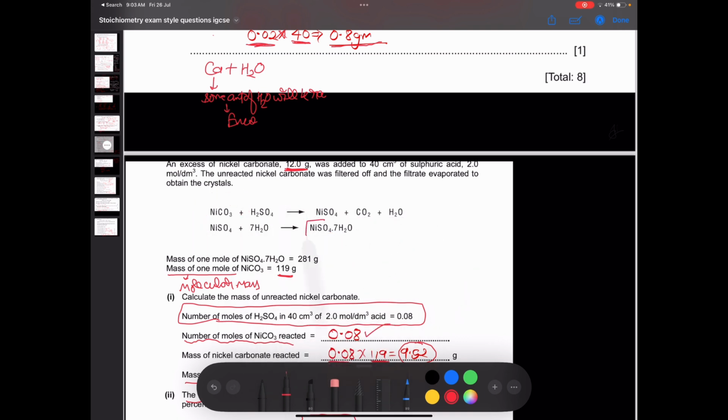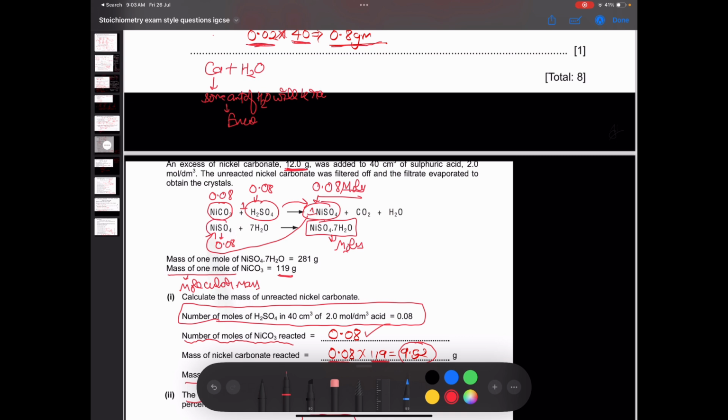So, we have to figure out what are the moles of this. For this, just simply try to understand. These have 0.08 moles. Now, if you apply the ratio, this is also 1:1, means nickel sulfate will also have 0.08 moles. Right? Now, the same nickel sulfate is used here. So, this will also have 0.08 moles.